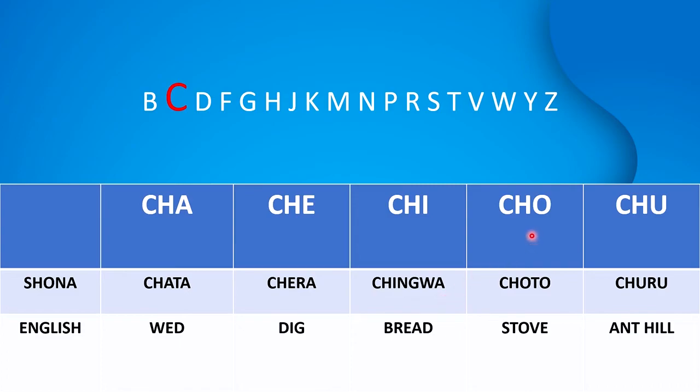Cho, choto. That's stove in Shona. Chu, churu. That's an anthill in English.